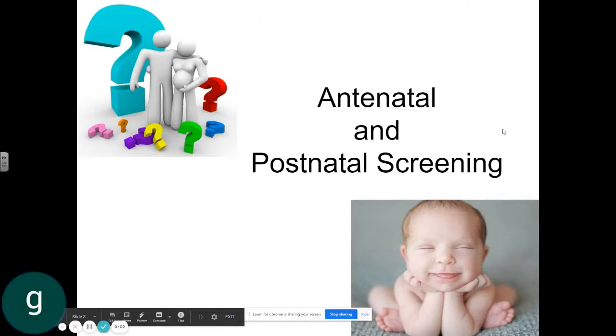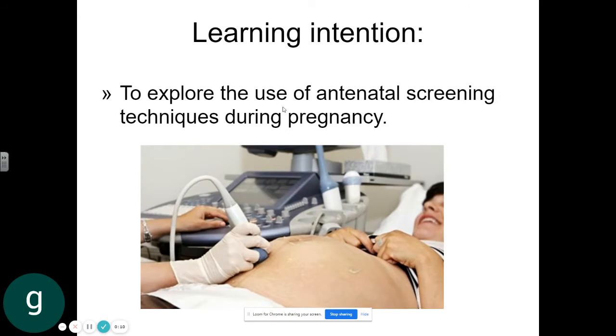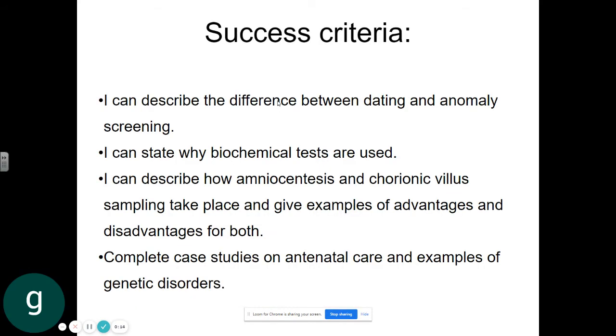In this video, we look at Key Area 4, antenatal and postnatal screening techniques, from the Unit 2 Physiology and Health section. We'll look at the use of antenatal screening techniques during pregnancy first. We'll be able to know the difference between dating and anomaly scanning, which are both parts of the ultrasound scanning technique, and roughly when they would take place.